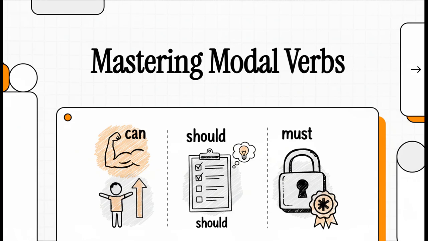So, what do you think are the most powerful words in English? You might think of big, complicated ones, but honestly, some of the most important words are the small ones. Words like can, should, and must. We call these modal verbs, and you use them all the time, probably without even realizing it. So, let's break down how they work and how you can really master them.